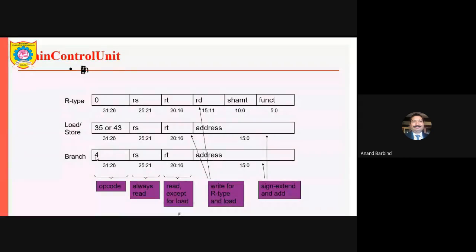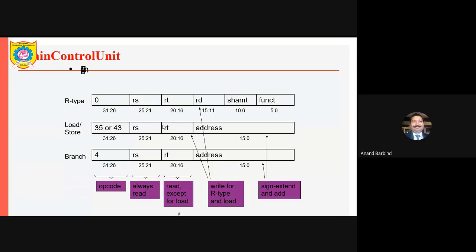Okay, that means the number 4 is encoded here. So bits 26 to 31 determine whether the instruction is a branch instruction, a load store instruction, or an R type instruction. Now in case of a load store instruction, the base address is always contained by RS.